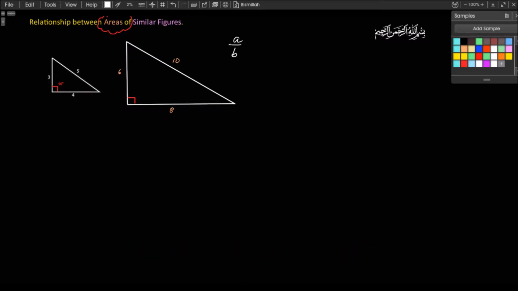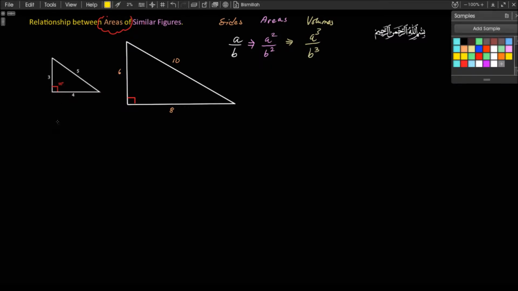So if the ratio of the sides is A over B, we notice that the ratio of the areas of similar figures will also be related. We will observe that the ratio of the areas will be A squared over B squared. So if the ratio of sides of a triangle or any other similar figure is A to B, then the ratio of the areas of those two similar figures would be A squared over B squared. And if you were dealing with solid or three-dimensional figures, the ratio of their volumes will also be related, and it would be A cubed over B cubed.